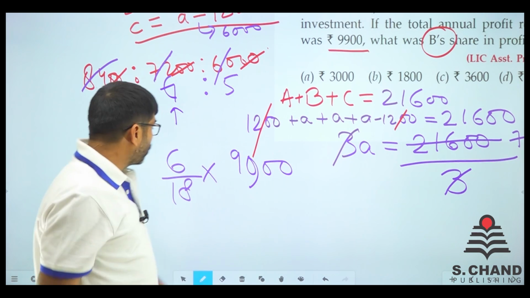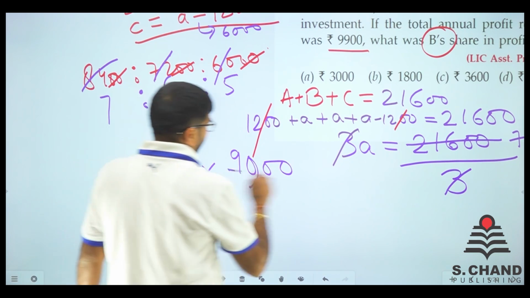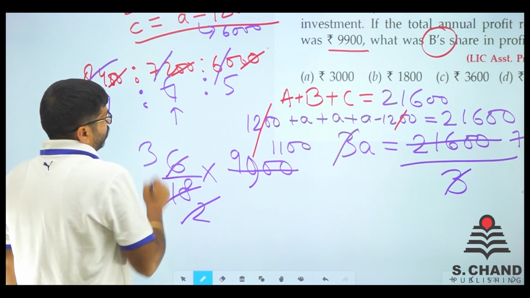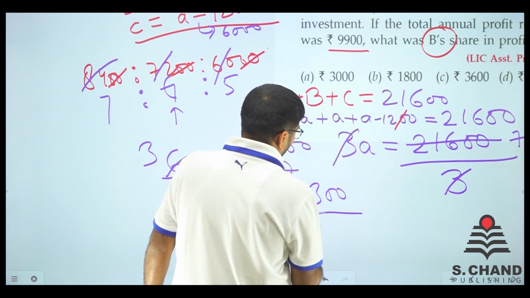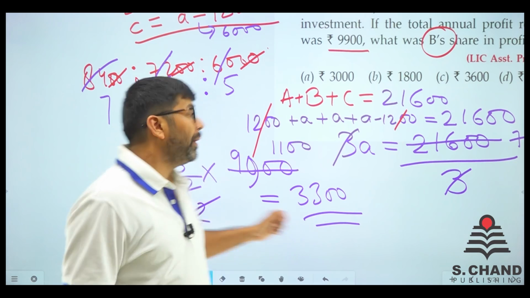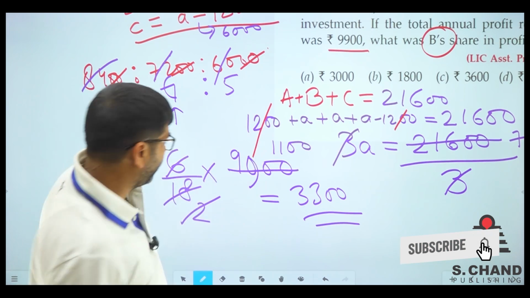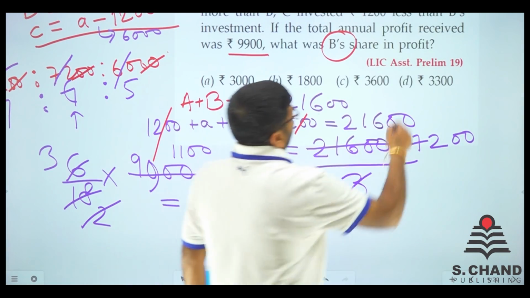9900, right? So when you divide like this, 2 and this is 1100 and you divide by 3, so that is 3. So they get 3300. So the total amount as profit received by B is 3300, right? So is there any option like 3300? What is the fourth option? It is 3300 and that is the right answer.